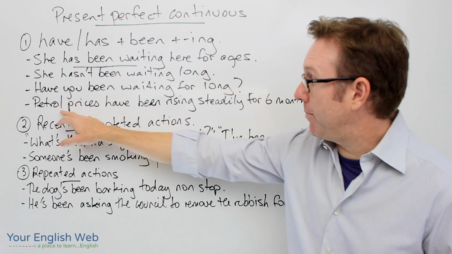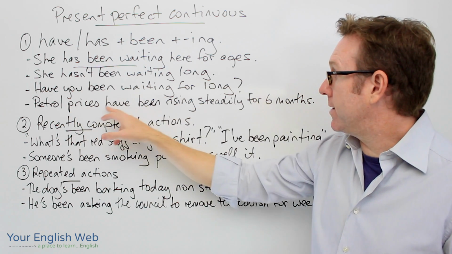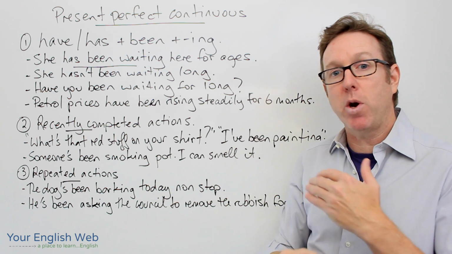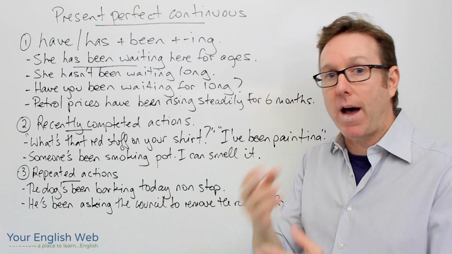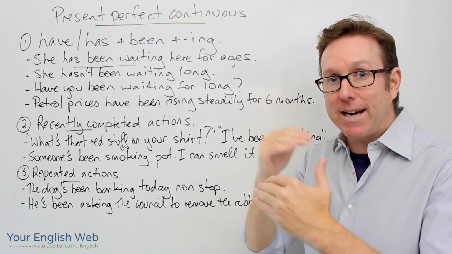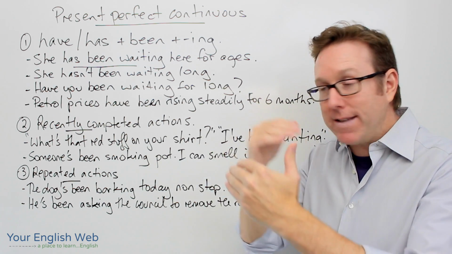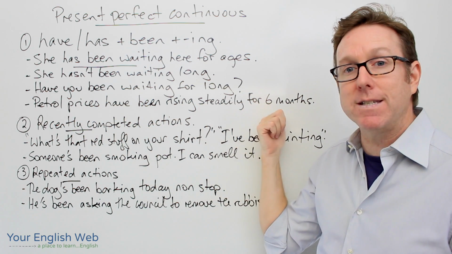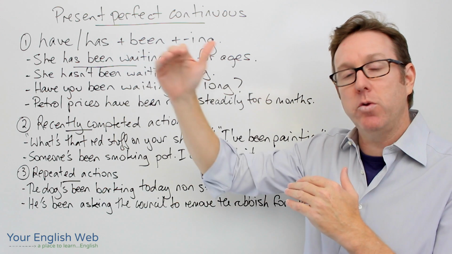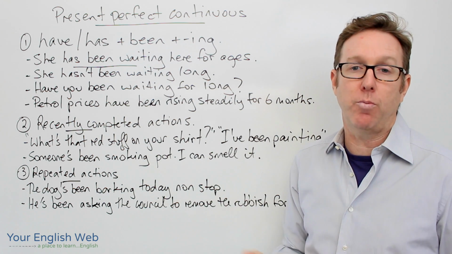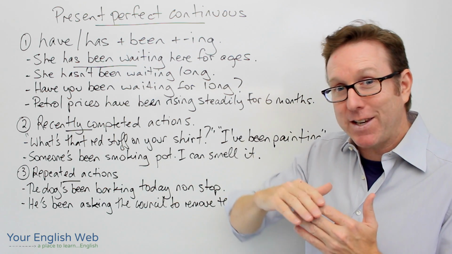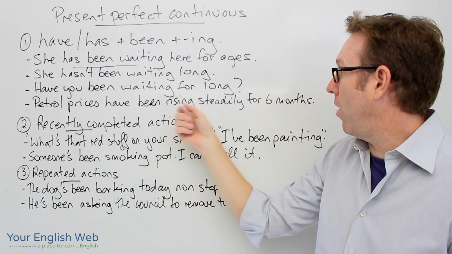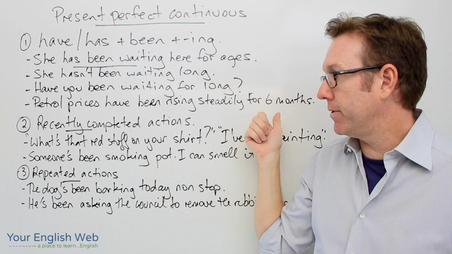Now, this last example here: petrol prices have been rising steadily for 6 months. So we get the impression that the prices started to rise 6 months ago. Petrol prices have been rising steadily for 6 months, okay? They continue to increase, the petrol prices. As we know, petrol prices tend to go up. They rarely come down. So petrol prices have been rising steadily for 6 months.